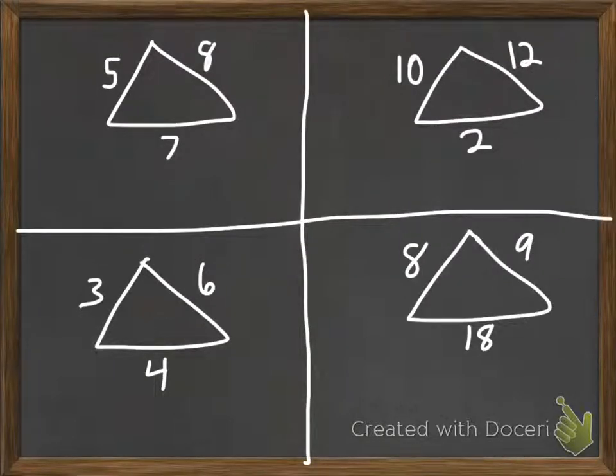These last 4 examples I want you to try with your group are using that third triangle inequality theorem. Can these pictures right here be actual triangles, or is the picture wrong? So use that third triangle inequality theorem to figure that out. Go ahead and pause the video and try that now.